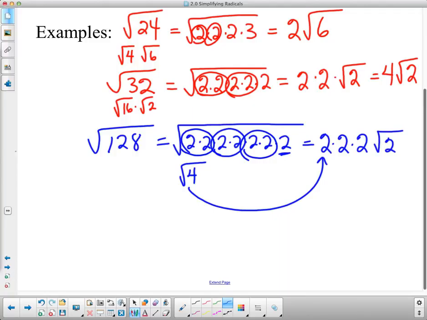2 times 2? 4 times 2? 8. So I should have 8 times the square root of 2. Who all got that right? I didn't get around to see everybody. Okay, question? There are a few that didn't quite get that.